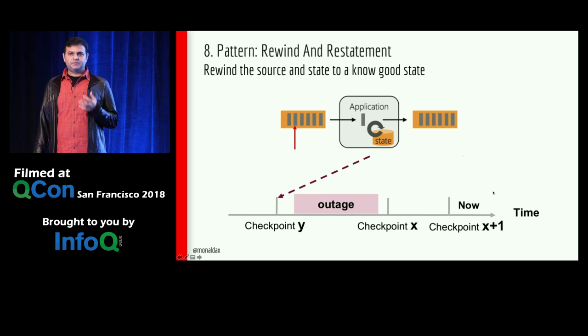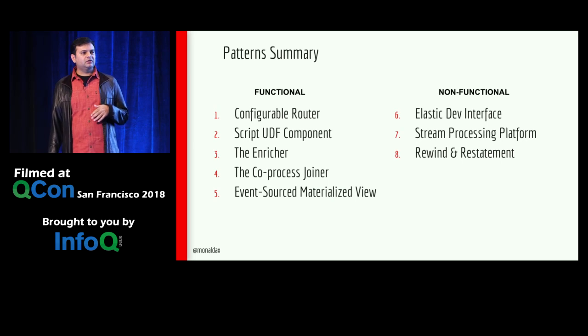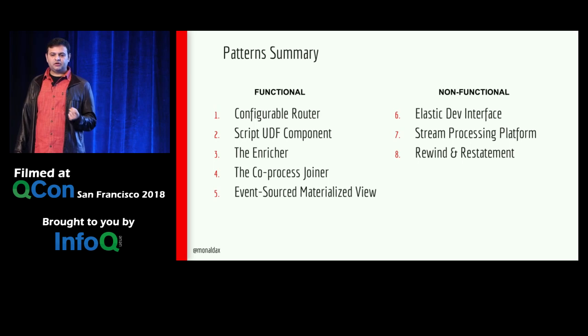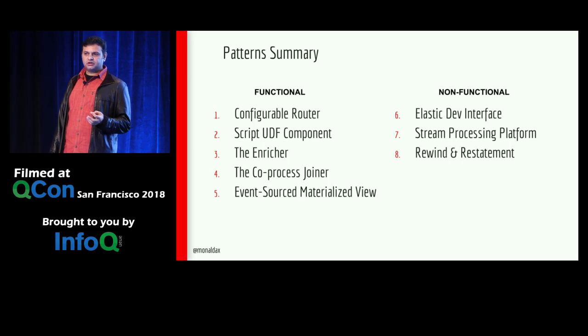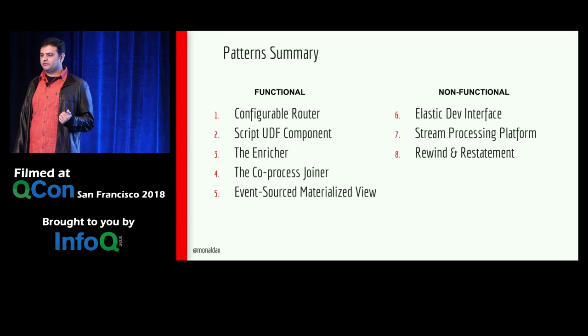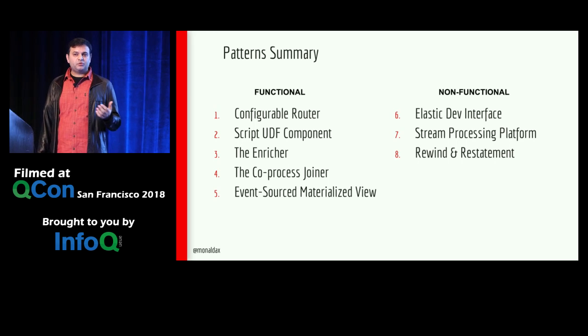The whole space of restatement and rewind and being able to correct data for stream processing jobs, it's quite complex. There are lots of other variations we are working on. And so as we work on more, patterns will emerge out of it. So here's a quick summary of the 8 patterns we looked at: the configurable router, the script component, the enricher, the coprocess joiner, the event source materialized view, the elastic interface, and the stream processing platform, and rewind and restatement.